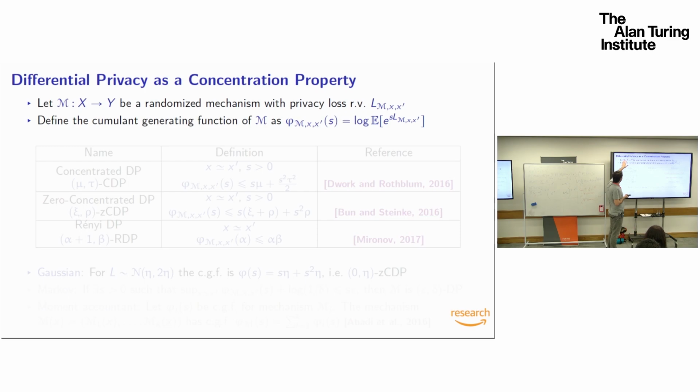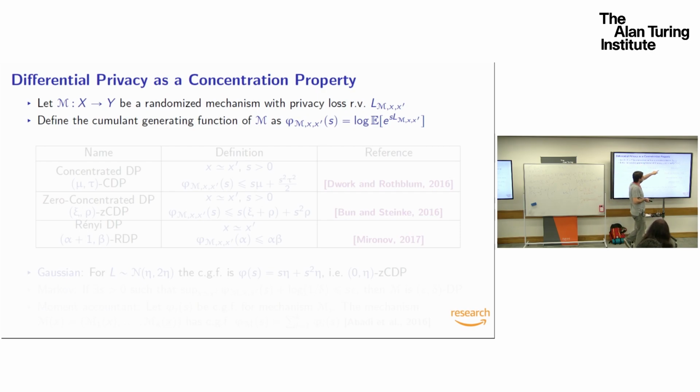That means that if I have a mechanism, a randomized mechanism, and I have its privacy loss random variable, well, you have different ways to measure how concentrated a random variable is. One of them is to look at its moment generating function. The moment generating function, without the log here, is the expectation of e to the s times the random variable, and this s is a real number. And when you take the log of this instead of the moment generating function, you get the cumulant generating function.